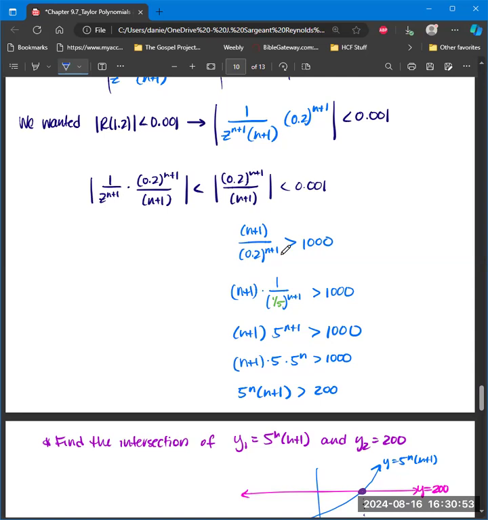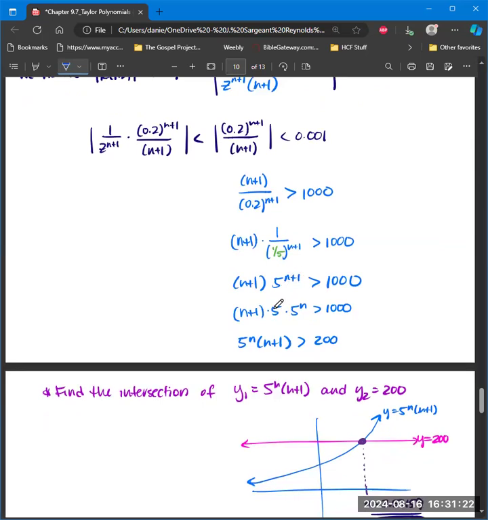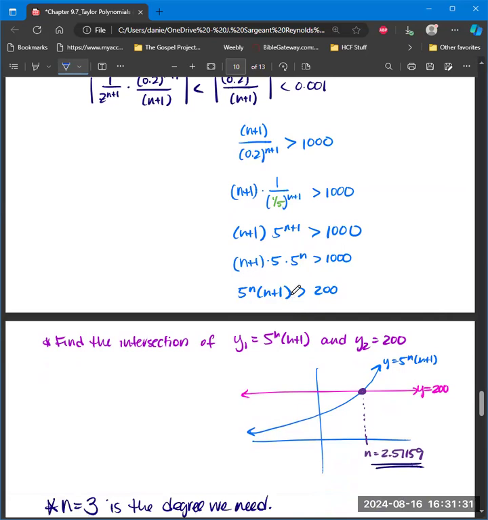Then we're going to stick in here 1/5 in the place of 0.2. And we're going to find that this is 1 over 5 to the n plus 1 in the denominator. That's going to be a reciprocal that comes to the top. So this is n plus 1 times 5 to the n plus 1, which is greater than 1,000. Peel the 5 off so we can get the 5 to the n there, and divide by the 5, which gives 200, and 5 to the n times n plus 1 is going to be greater than 200.